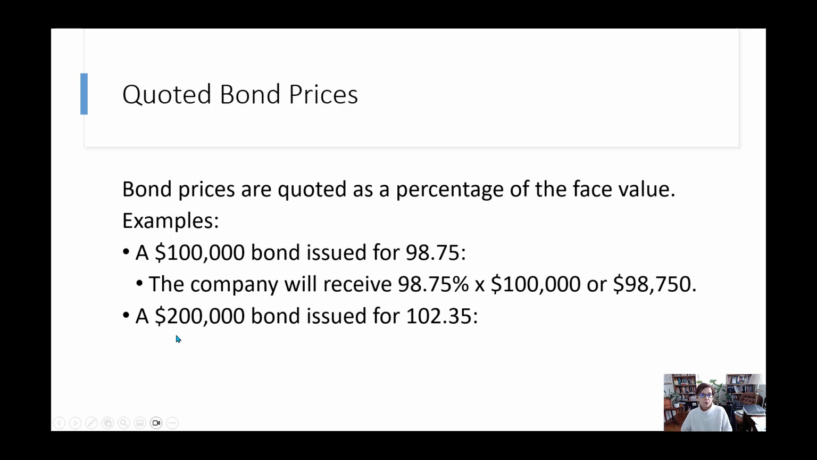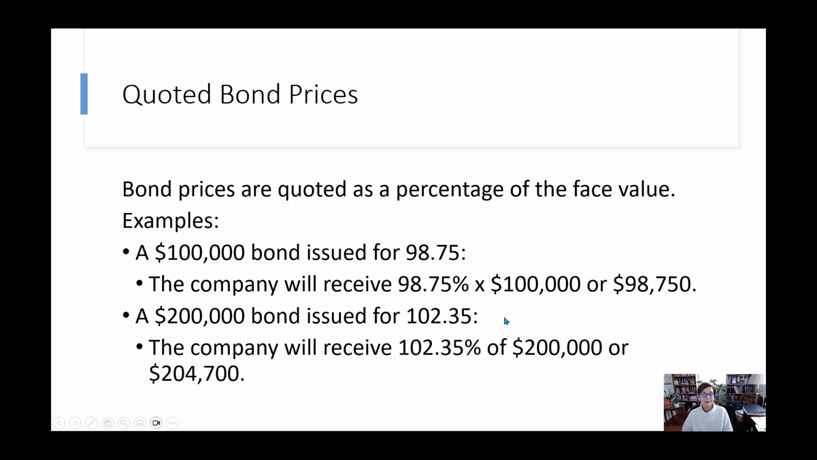Then, if you had a $200,000 bond issued for $102.35, this is of course going to be issued at a premium because it's greater than the face value. And it's going to be issued at 102.35% of 200,000, or 204,700. So remember that bond prices are quoted as a percentage of the face value.